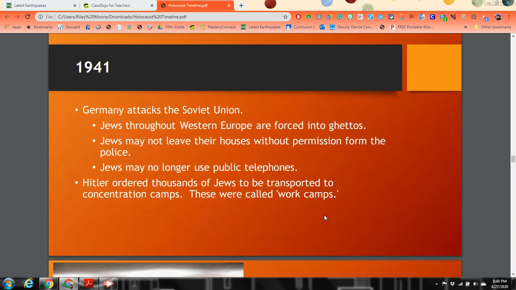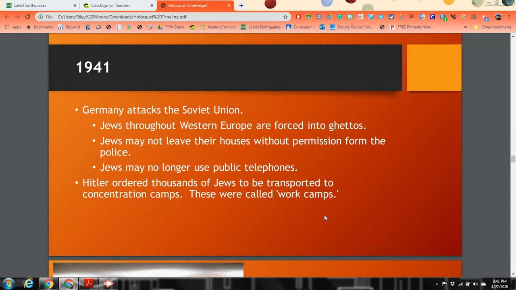Now, in 1941, Germany attacked the Soviet Union. That was USSR, Russia. And Germany had an agreement with the USSR that they weren't going to fight each other or agitate, but Hitler was not going to agree to that. So the Jews throughout Western Europe were forced into ghettos. Whenever the Germans or the Nazi Party took control of an area, they would look for the Jews and put them in the ghettos. Jews may not leave their home without permission from the police. Jews may no longer use public telephones.